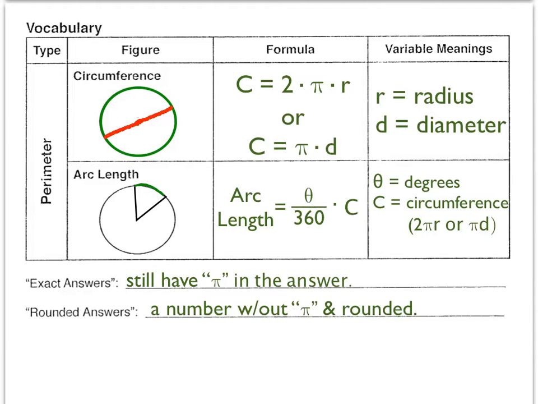Okay, so the diameter is all the way across the circle through the center. So you can choose either one to use. And then arc length, we'll talk about that here in a second.